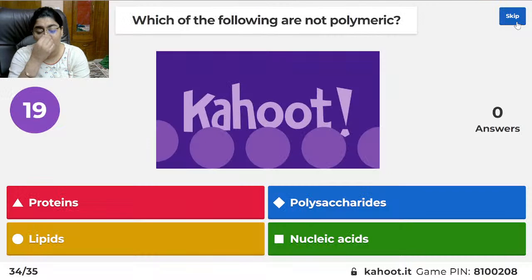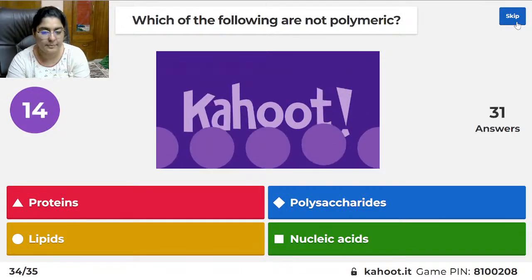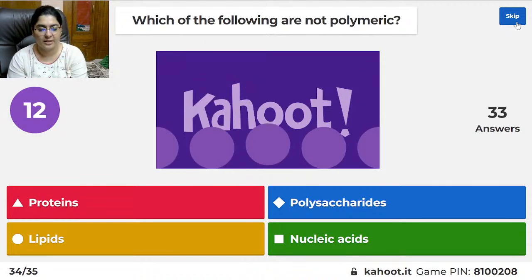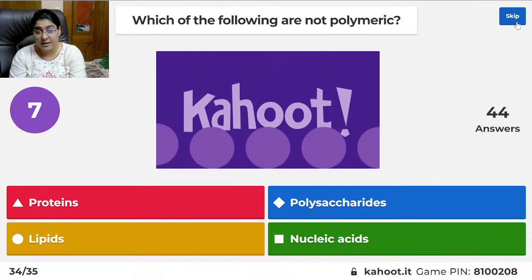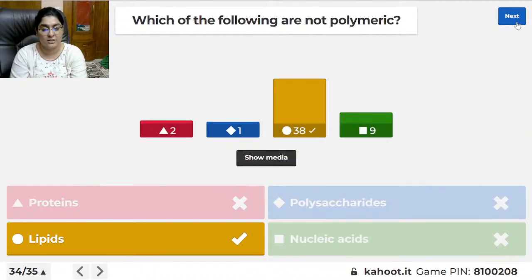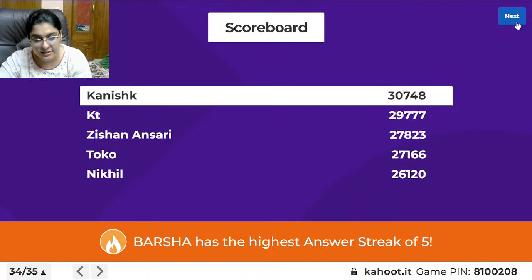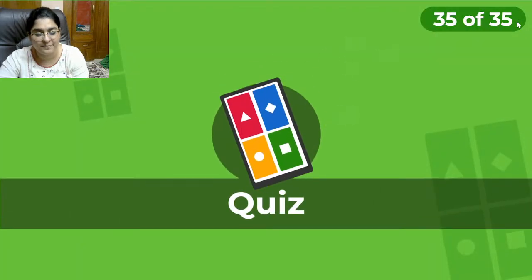Which of the following are not polymeric? Because of which we say they are not polymeric, yet they are a part of biomacromolecules. Anything which is a biomacromolecule or a polymer has a weight more than 10,000 daltons. But these even have less than 800 daltons and they are lipids. So we have the last and final question of the Kahoot and Kanishk is stuck on the top.